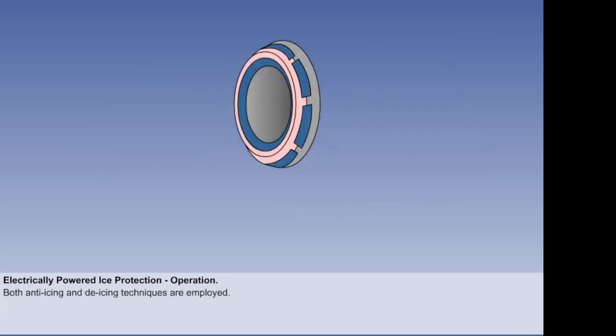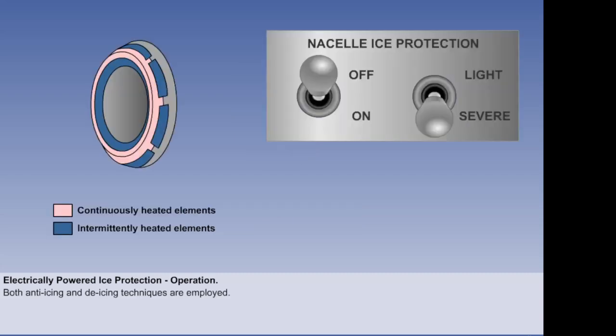In an electrically heated ice protection system, both anti-icing and de-icing techniques are employed, by using both continuously heated and intermittently heated elements. The system is controlled by switches on the flight deck.